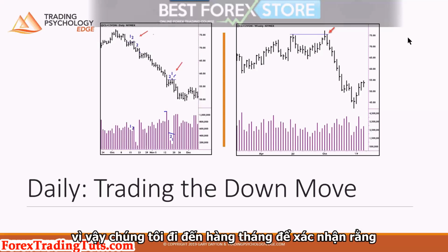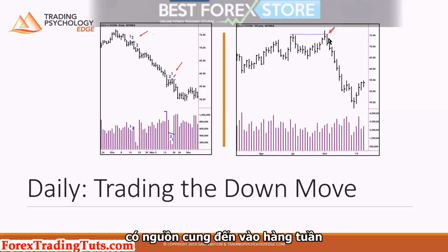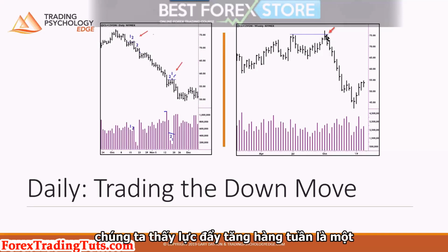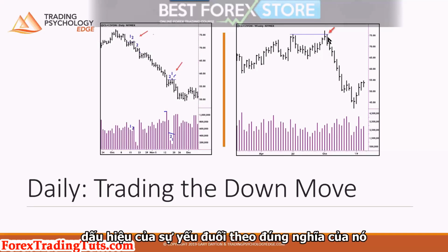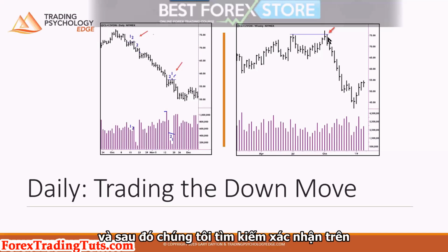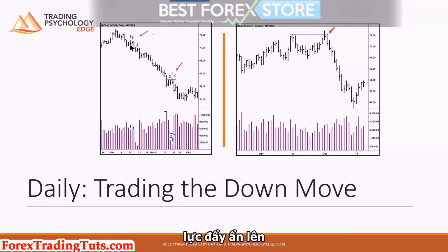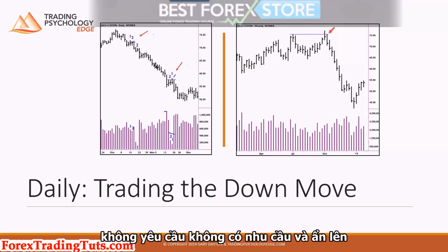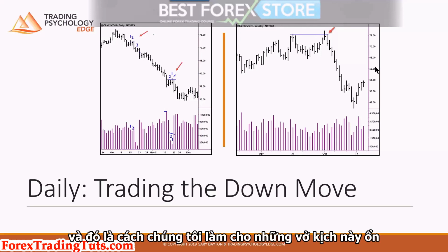So we go to the monthly to confirm that there's supply coming in on the weekly. We see the weekly upthrust, which is a sign of weakness in its own right. And then we look for confirmation on the daily in terms of lighter volume, narrower spreads, the no demands, the hidden upthrusts. And that's how we make these plays, okay?